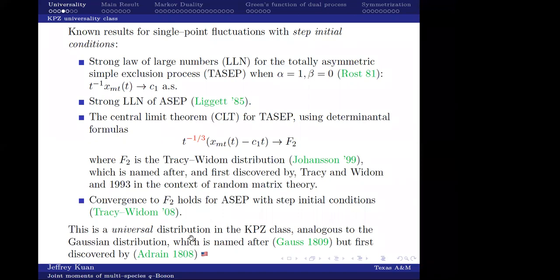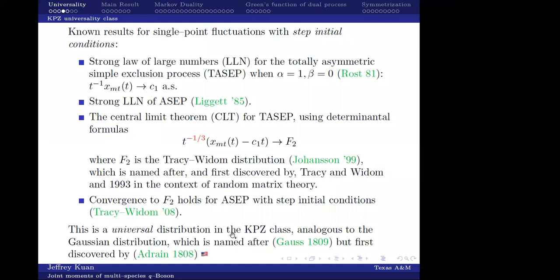And the Gaussian distribution is named after Gauss, but it was actually first discovered by Adrian a year before. And the reason it's not named after him is because he was working in the United States at the time. Back then the US was a new country and wasn't known for mathematical research. And his result was actually the first mathematical discovery in the United States. I made this slide on Independence Day, so I was feeling patriotic that day.